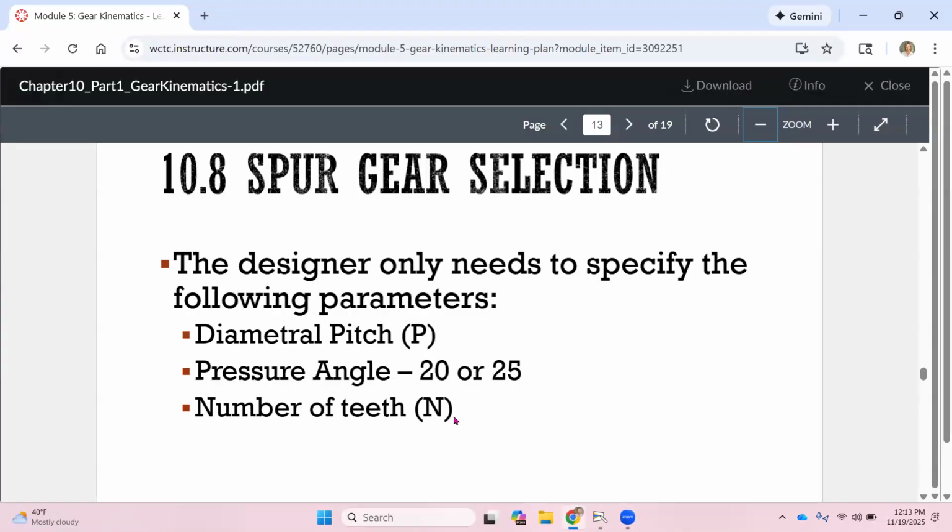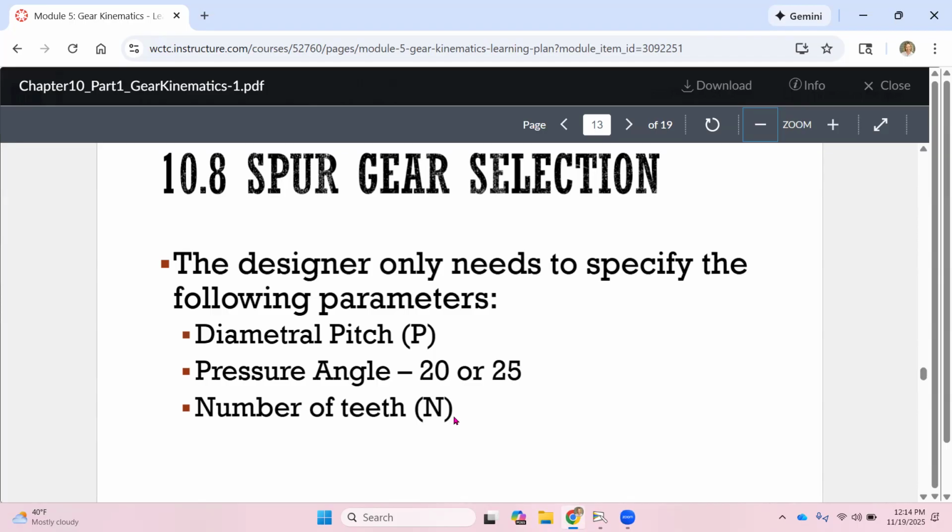Now, after we know where we're at in terms of the space that we have, we have to actually pick the gears. In the problems we were looking at previous to this, that was already specified for us. The word problem would give us how many teeth or what the diametral pitch was. But as a designer, sometimes we're starting with a blank piece of paper. And here is our application.